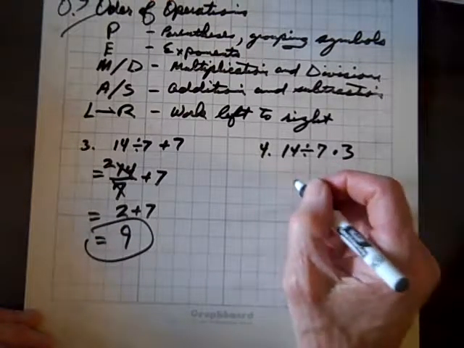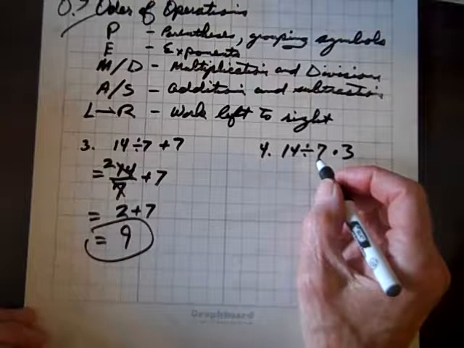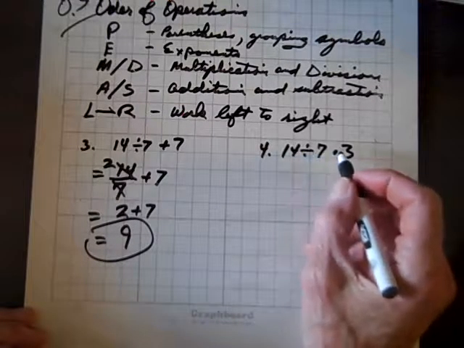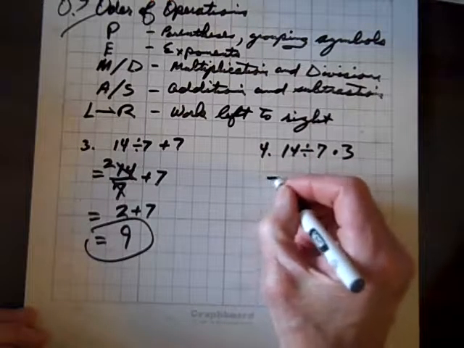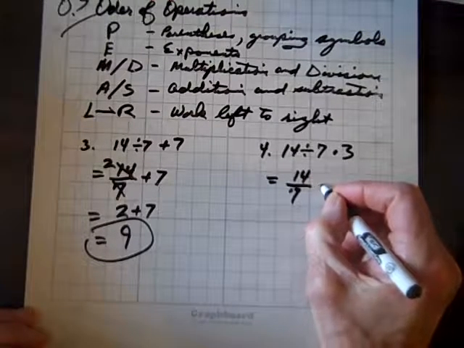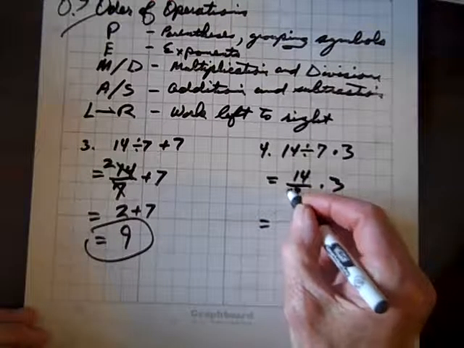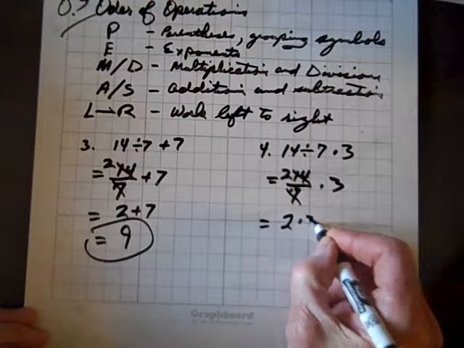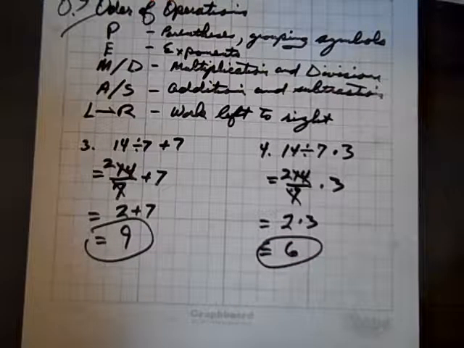For our final problem, working left to right, the question is, do we carry out the division or multiplication first? Well, we work left to right, and that tells us what to do first. We'll do the division. So this equals 14 divided by 7 times 3. And 7 goes into 14 twice. So now we have 2 times 3, and that's going to be 6. And we're done. Hope that helps.